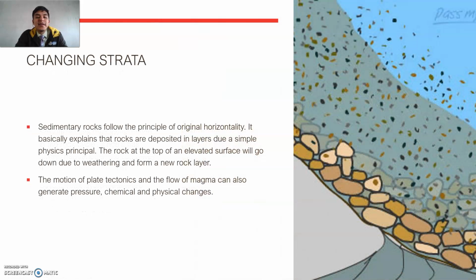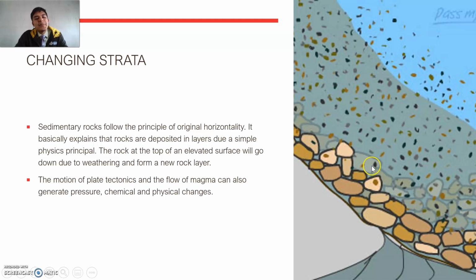All right, and now we're going to continue talking about changing strata. Sedimentary rocks follow the principle of original horizontality. It basically explains that rocks are deposited in layers due to a simple physics principle. The rocks at the top of an elevated surface will go down due to weathering and form a new rock layer. The motion of plate tectonics and the flow of magma can also generate pressure, chemical, and physical changes.